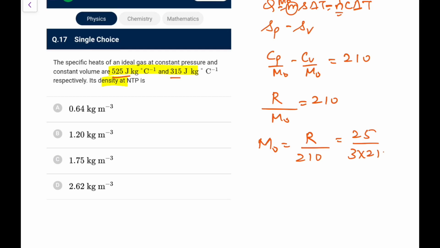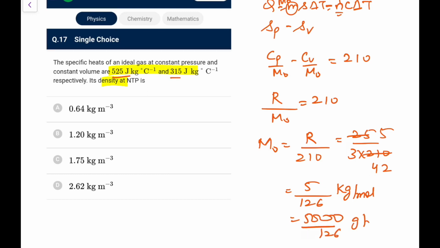So the value of the molar mass comes out as R upon 210. R is 25 by 3 into 210. This is 5, this is 42. So 5 upon 42 into 3, that is 126. This is in kg per mole. So converted, it would be 5000 upon 126 gram per mole. This is the molar mass. Now density at NTP. First of all, let me calculate this molar mass. If I solve it, it comes out as 39.2 gram per mole.